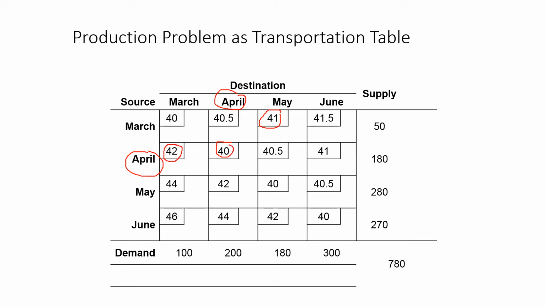That'll give you 42. So anything on the diagonal will be $40 because you are producing something and selling it in the same month, while below the diagonal would be the back order, which incurs $2 per month, and above the diagonal will be the inventory cost, which incurs 50 cents per month. And these are the demands, and here are the supplies, obviously. So this is the transportation table for the inventory and production problem.